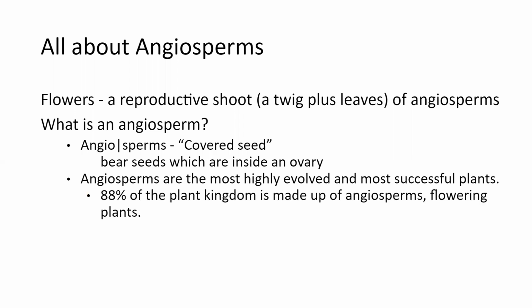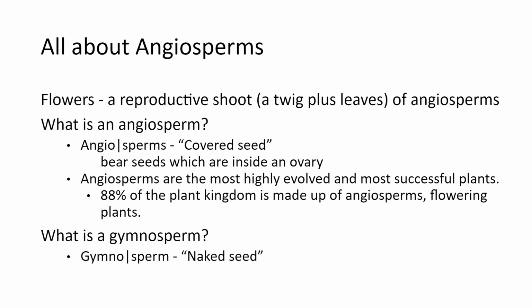And so what do we mean by that? 88% of the plant kingdom is made up of angiosperms. So just diversity alone, most plants are angiosperms. And so gymnosperms, just to review, the root words are gymno and sperm, and so that means naked seed, and we'll talk about those next week.